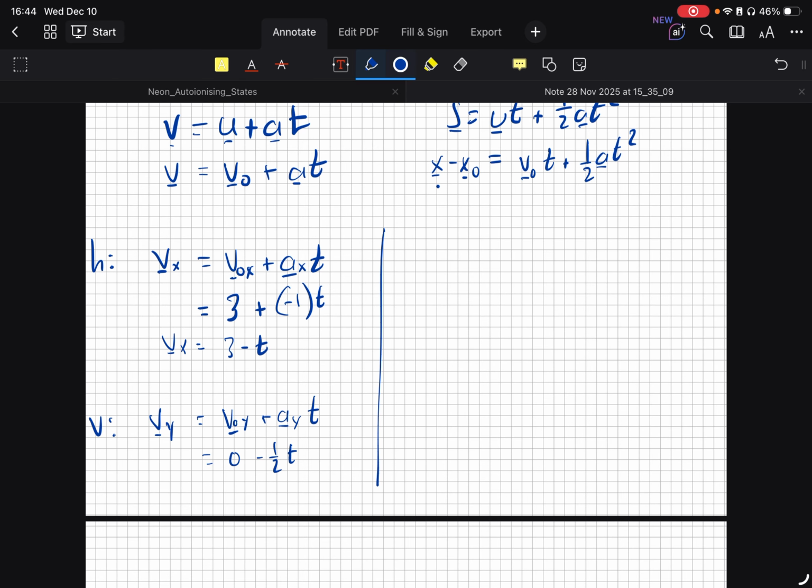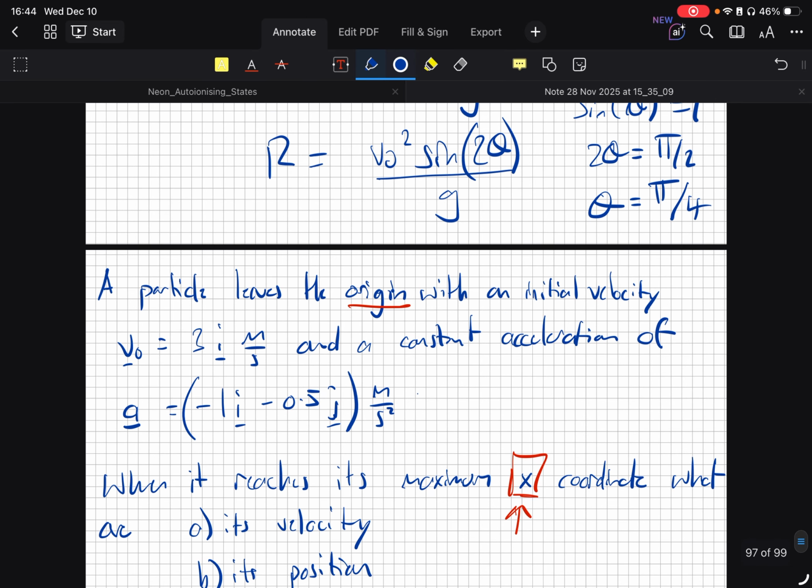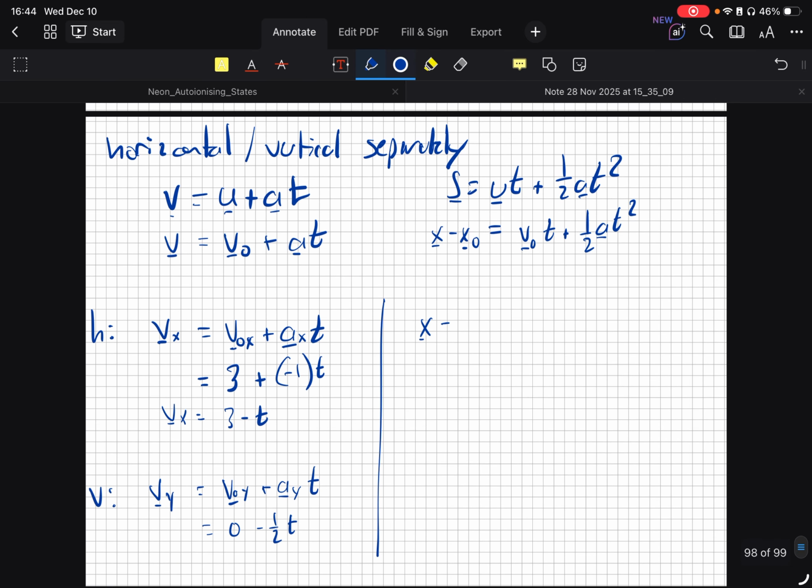What about this equation then? So we'll have that x minus x naught. x naught in the problem, well, we're told that it leaves from the origin. So x naught is just going to be 0. So x minus 0 is equal to the initial velocity in the x direction, which is 3, times the time, plus 1/2 times the acceleration in the x direction, again just -1, times t squared. So we'll have that x is given by 3t minus 1/2 t squared.